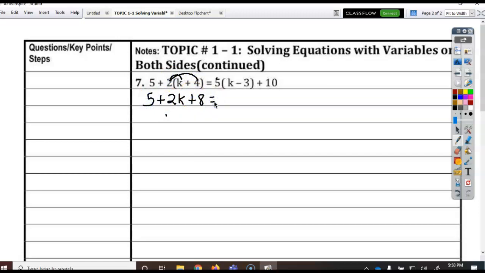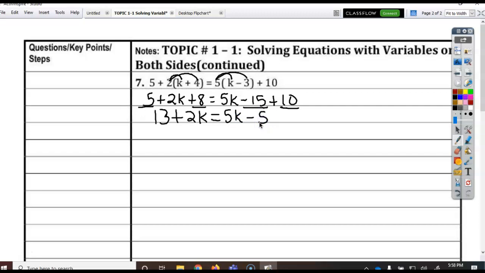Okay, let's go do parentheses over here. 5 times k is 5k. 5 times negative 3 is negative 15. Don't forget to bring down your plus 10. All right, now both sides have more than 2 terms on it. So look, that's usually a key that you're going to have to combine like terms. So I've got a like one here and here. 5 plus 8 is 13. I'm going to bring down my 2k. Over here, I've got this like term and this one here. So it's going to be 5k. A negative 15 and a positive 10 is a negative 5.